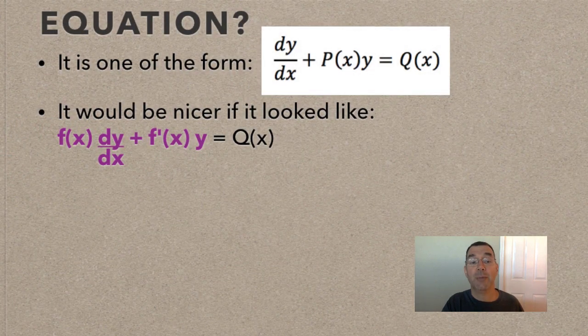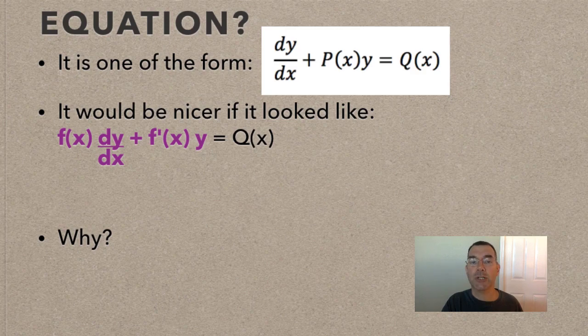All right, but it would be a lot nicer if I had a function like this and I converted it to a function that looked like this. Some function f of x times dy/dx plus the derivative of f times y equals that q function on the right-hand side. Why would that be a nicer thing to deal with?